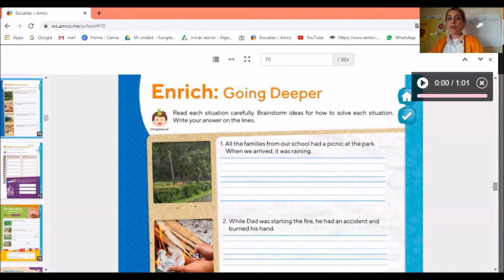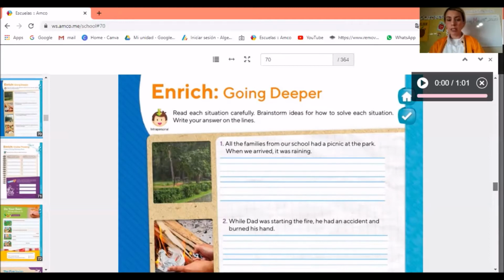All families from our school had a picnic at the park. When we arrived, it was raining. Oh my God. What can we do? Should we go home? Probably that is a good idea. Should I put a tent? That also sounds good. Think about it. What else can you do?